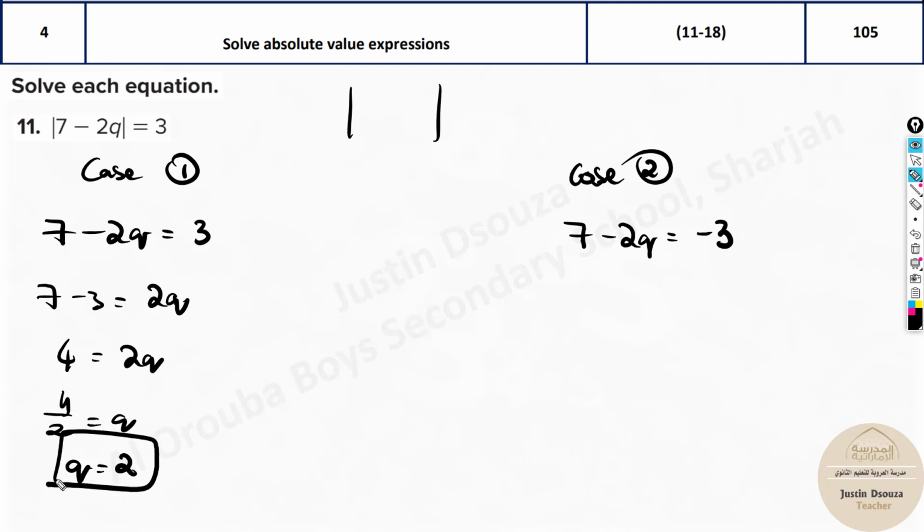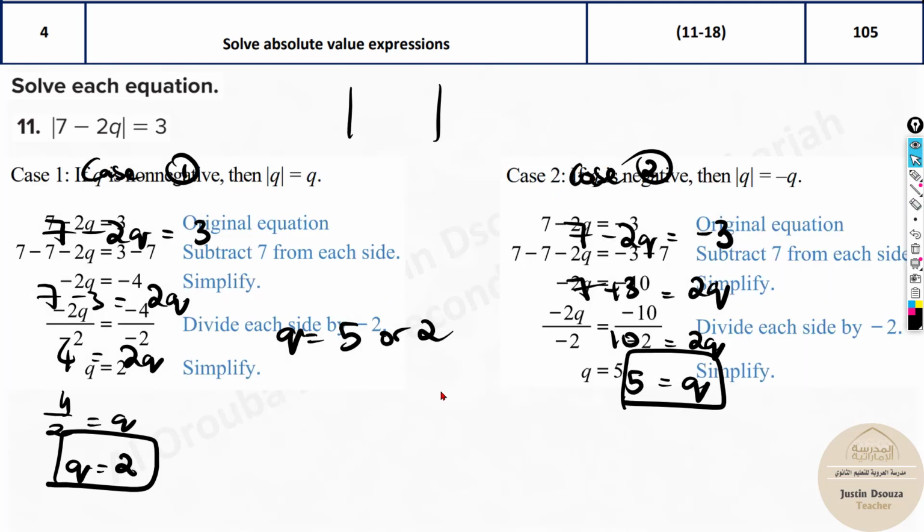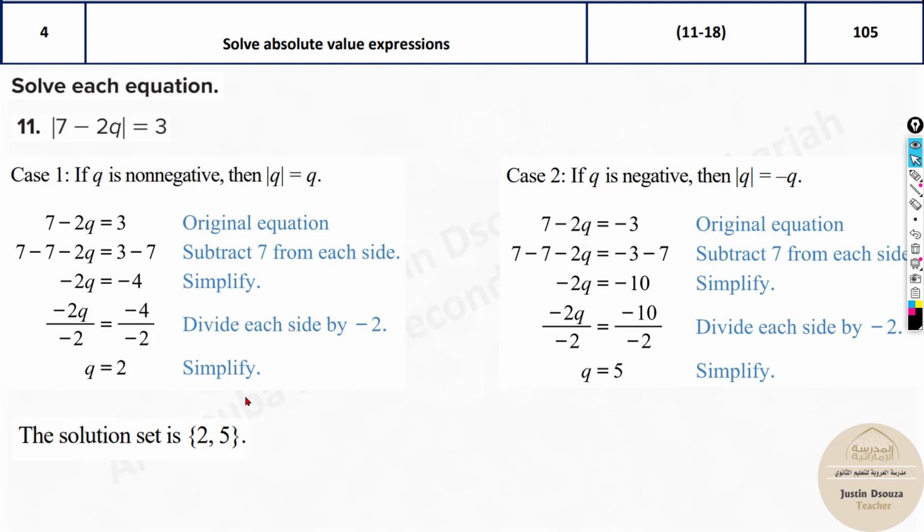This is one answer. What about the other, case 2? Let's solve it. 7 plus 3, because the 3 comes inside, is equal to 2q, positive. 7 plus 3 is 10 equals 2q, and 10 divided by 2 is 5, so q equals 5. So the answers are q equals 5 or 2. There are two answers. You can see the solution set is 2, 5. That's how we get this answer. There are two solutions while solving.